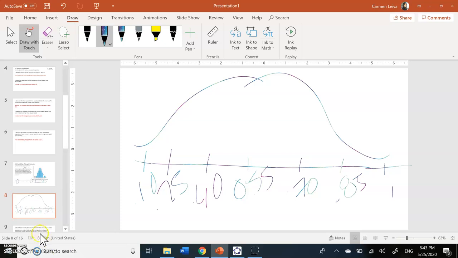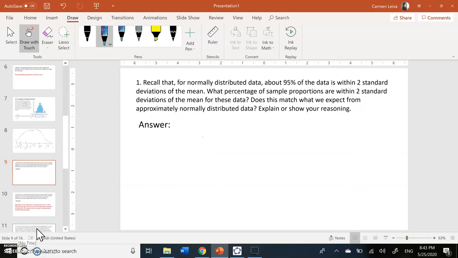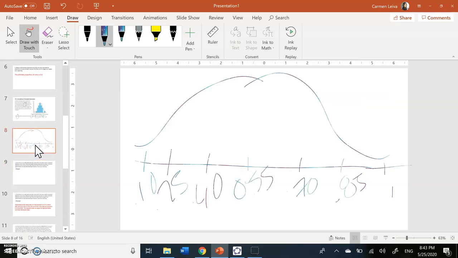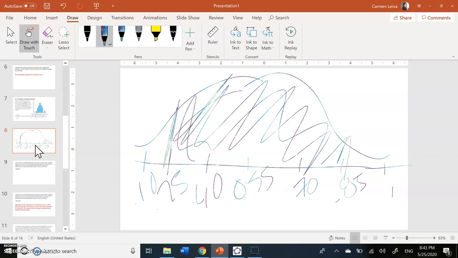Now, let's see what they want. They say, recall that for normally distributed data, about 95% of the data is within 2 standard deviations of the mean. What percent of sample proportions are within 2 standard deviations of the mean for this data? So basically, you just answered it already. If it says within 2 standard deviations, that means it's between here and here.